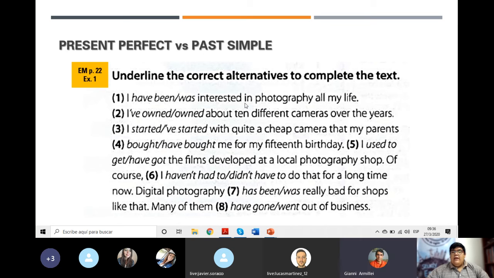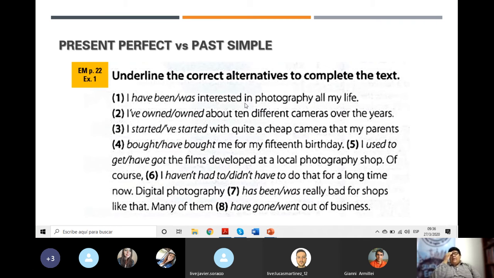Number 6. Yes, yes, please. I haven't had to do that for a long time now. Of course, okay. No, I didn't have to do that for a long time now. No, I haven't, sorry, I haven't had to do that for a long time now, okay?